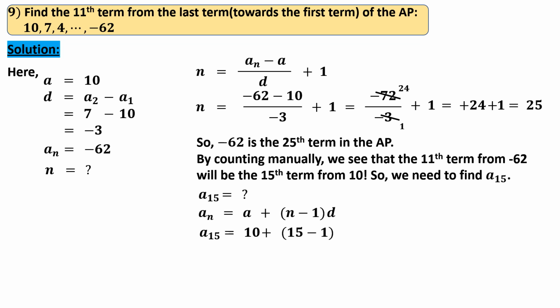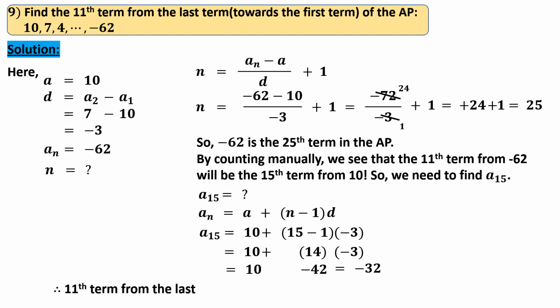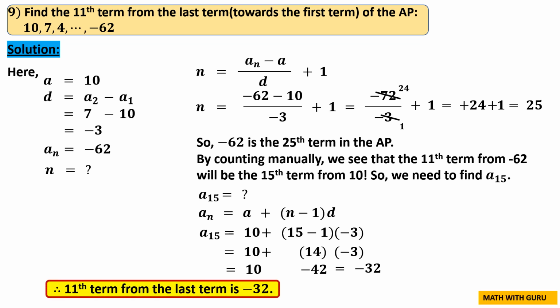A15 equals 10 plus 15 minus 1 into minus 3. 10 plus 14 into minus 3. 10 plus into minus is minus 42. This is equal to minus 32. Therefore, the 11th term from the last term is minus 32.